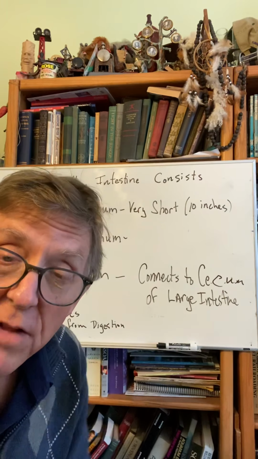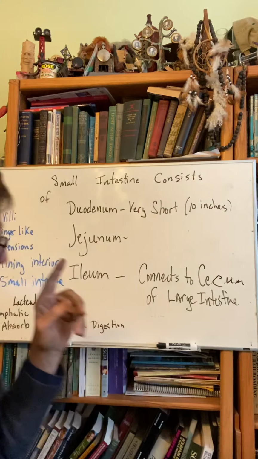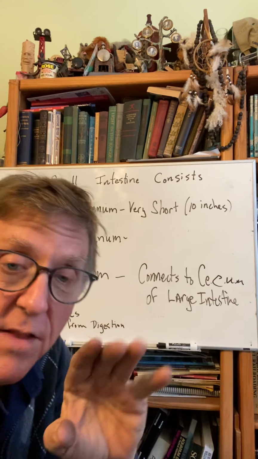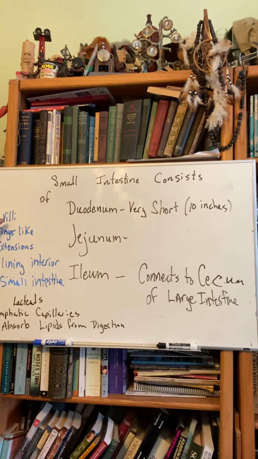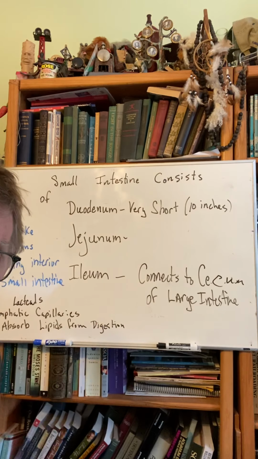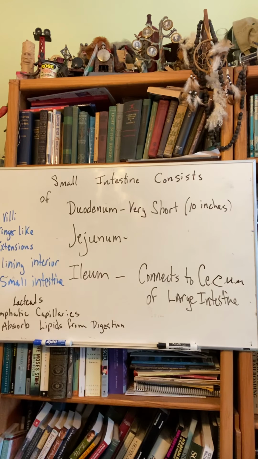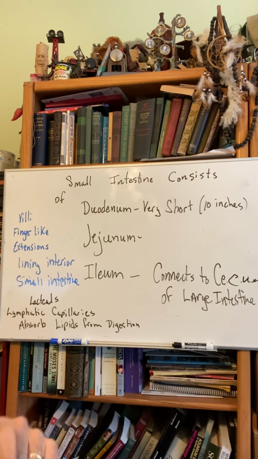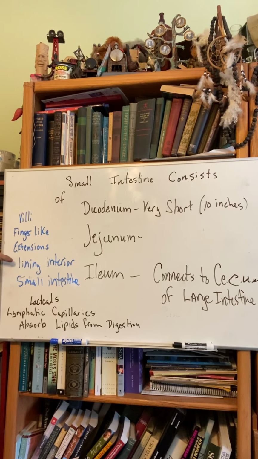But most of your nutrients are going to be absorbed in the small intestine, through its surface area. So it's expanded by having these little finger-like structures called villi that extend up into the lumen, or the interior of the small intestine. Now, I'm going to shift this over so we have all of the words there. So we have the villi, finger-like extensions, lining the interior of the small intestine.